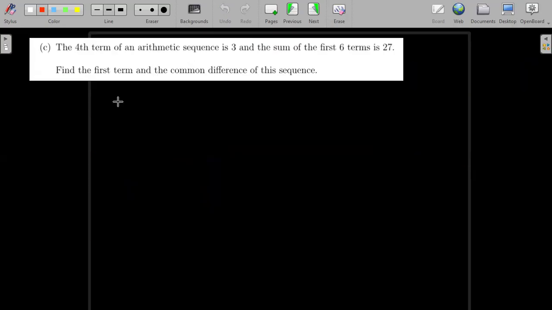Next question. Okay, so in this question now, we are saying the fourth term. Term 4 of an arithmetic sequence is 3, and the sum of the first 6 terms is 27. Find the first term A and the common difference D. Okay, so from these two statements, we're going to come up with 2 equations.